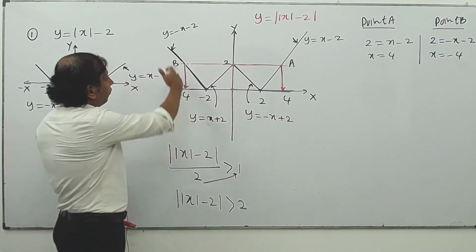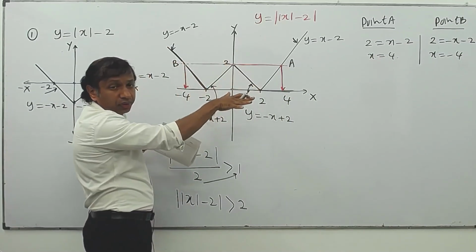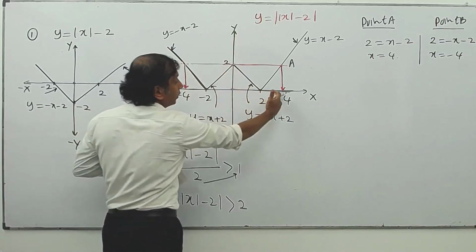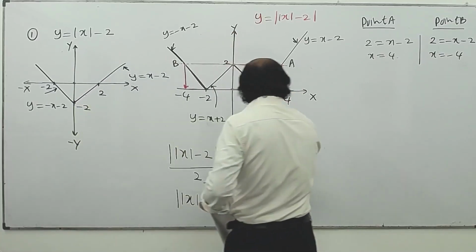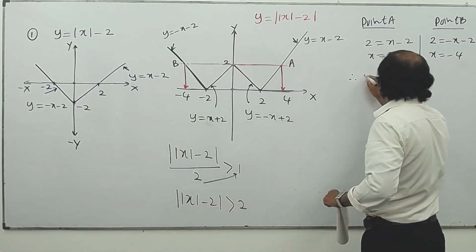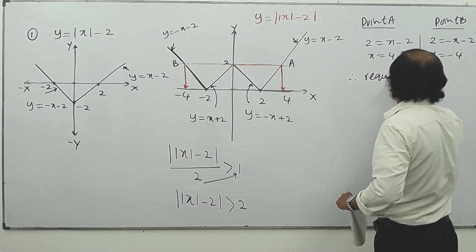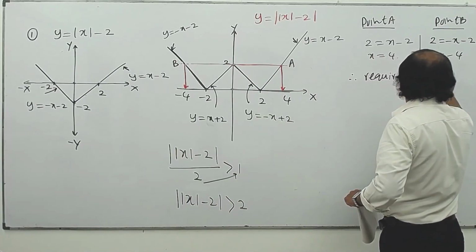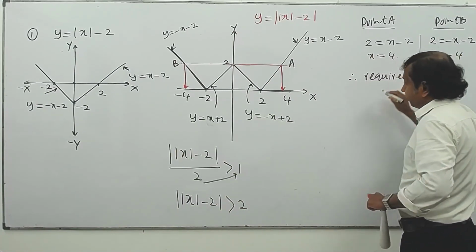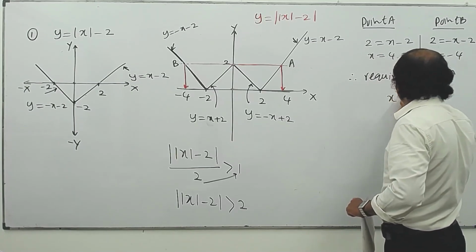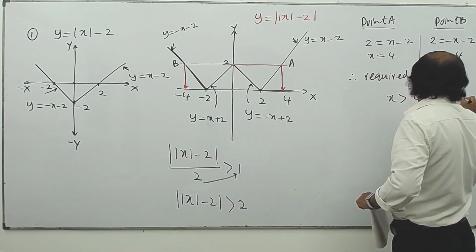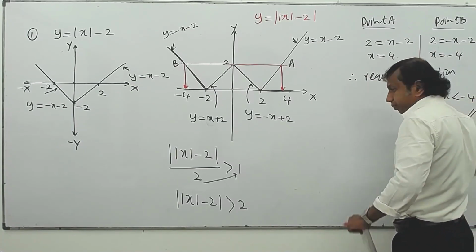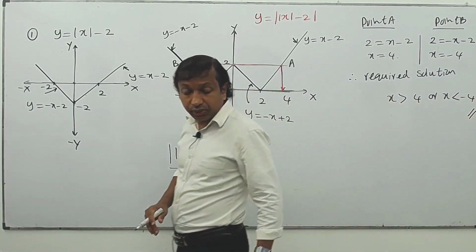Then this graph has y value more than 2 on the right of 4 and left of minus 4. So therefore this takes place. Therefore the required solution: x greater than 4 or x less than minus 4. This is how we take that answer.